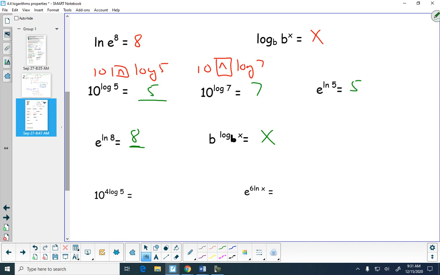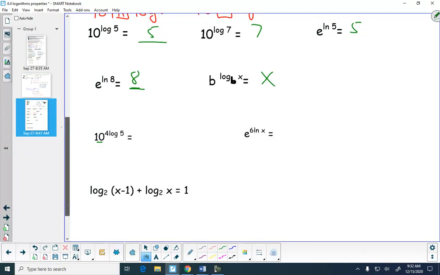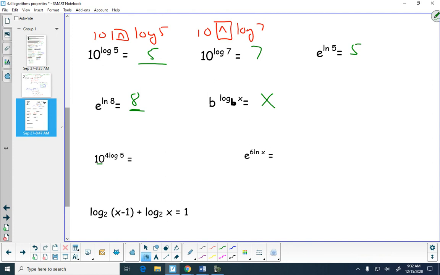Well, if we take a look at the next one here, I have 10 to the 4 times log base 10 of 5 power. Now I can clickety-clackety through my calculator. Take your 10, take your exponent, 4 log of 5. What did it come down to? 625.